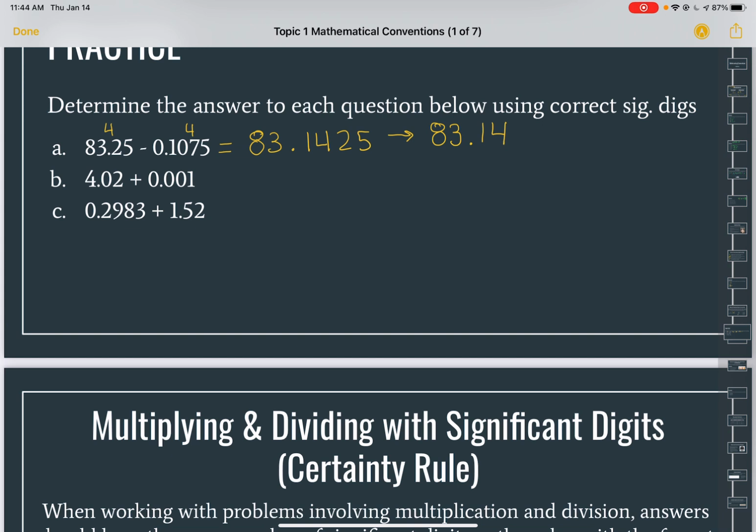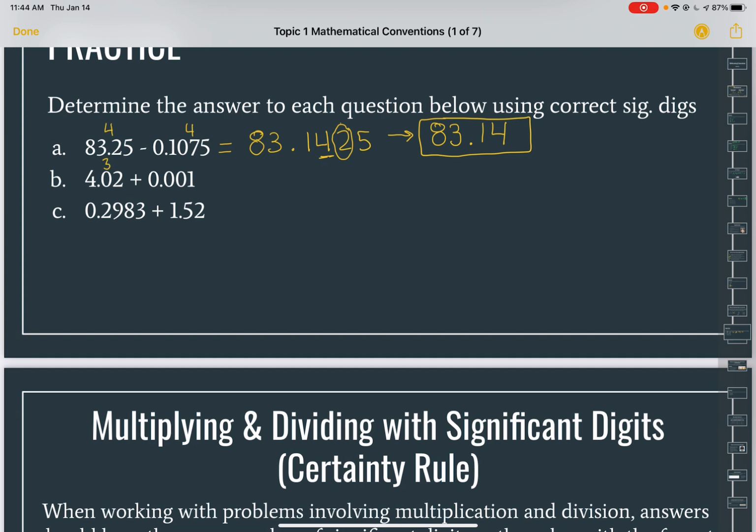The reason why this 4 stays as a 4 is because in order to round that number up to be like 83.15, this 2 would have to be a 5 or higher. And because it's not, we just cut that off. Okay, so our answer is 83.14.